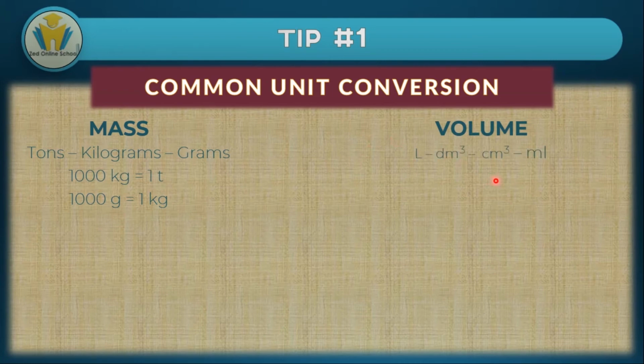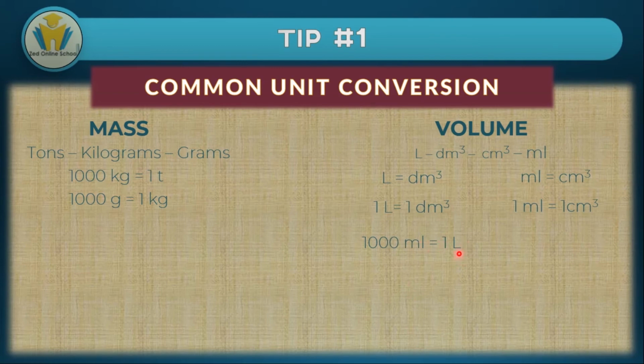Volume can be given in liters, cubic decimeters, cubic centimeters, and milliliters, or simply mils. One thing you should note is that liters and cubic decimeters are not different. Cubic centimeters and milliliters or mils are not different also. Then you need to know the proportion between the liters and the milliliters, the cubic decimeters and the cubic centimeters. The ratios are as follows. 1 liter is equal to 1 cubic decimeter, and 1 mil is the same as 1 cubic centimeter.